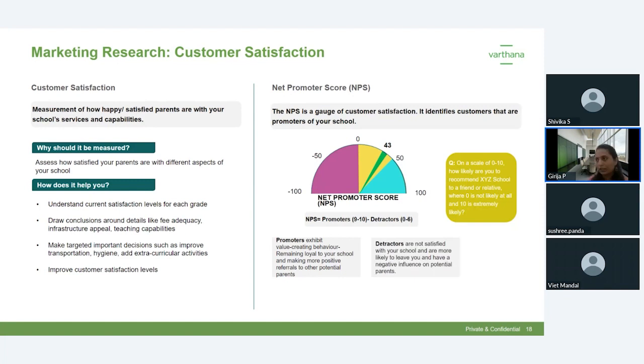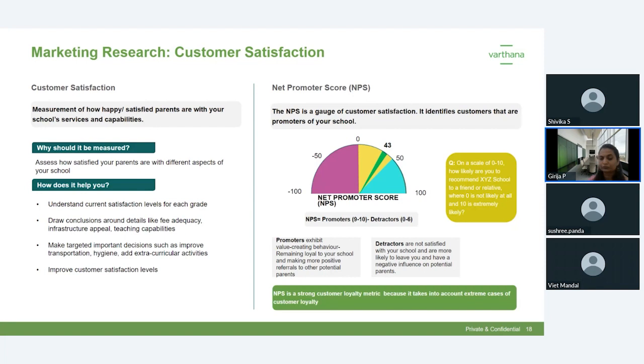And these are your potential parents who can refer your school to other parents. Detractors are not satisfied with the school. They are not happy with the services the school is providing, and they are likely to leave. And they can have a negative influence on potential parents who are thinking of enrolling in your school. So net promoter score is a strong loyalty metric which will help you understand who your extremely loyal customers are.